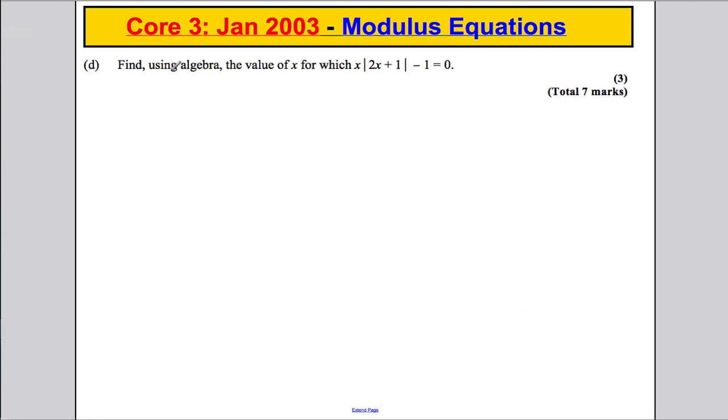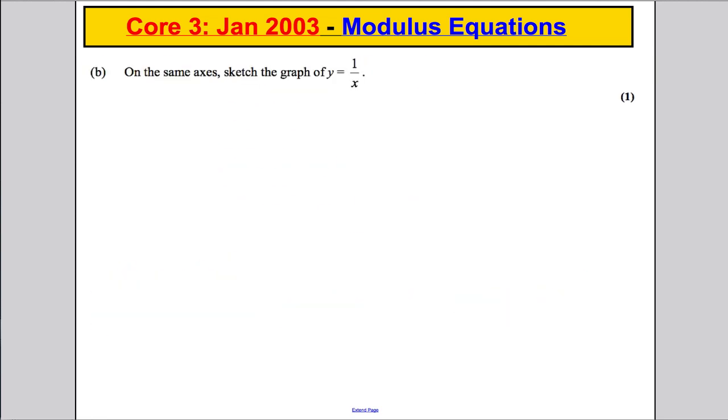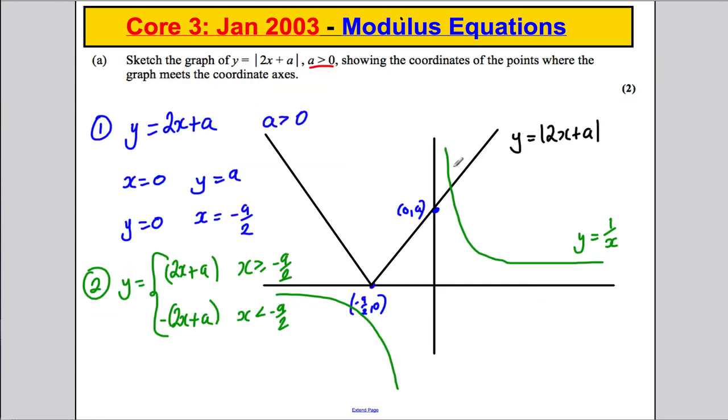And D, find using algebra the solution of this equation. So we end up solving 2x plus a is equal to 1 over x. Now, looking at our graph helps us here. We know that it's the positive point. We know that at this point x is bigger than negative a over 2. We're this side of the line, so we're looking at this branch of the modulus. So we're solving where this equals 1 over x.